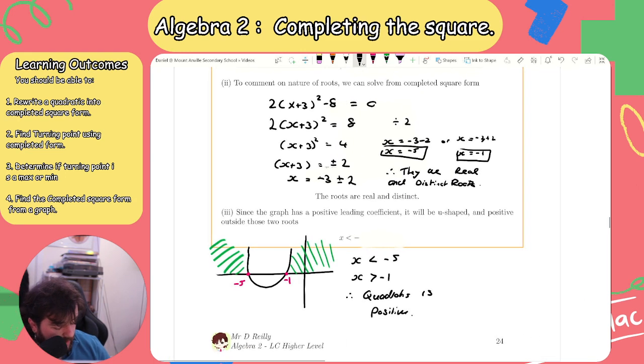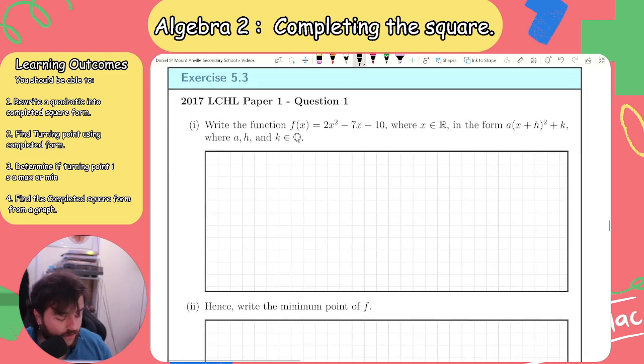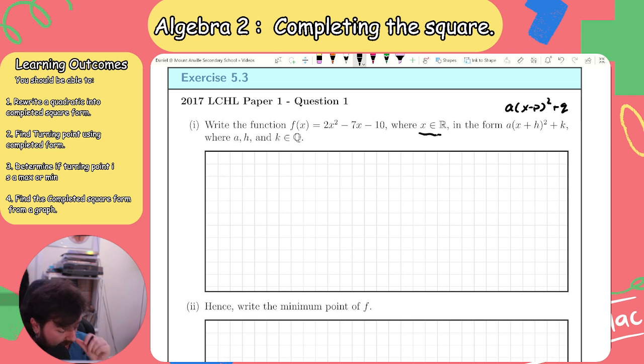Right, so let's do one example here. This is from the 2017 paper. Write the function f of x equals 2x squared minus 7x minus 10, where x is an element of real numbers, in the form a times (x plus h) squared plus k. So don't be fooled. This is just my perfect square form, but they're just being messy and rewriting it. So complete the square form.